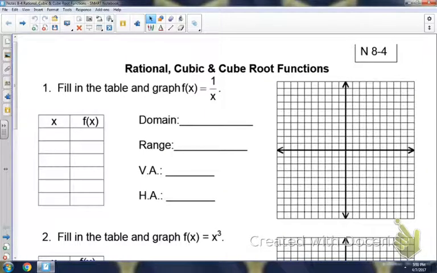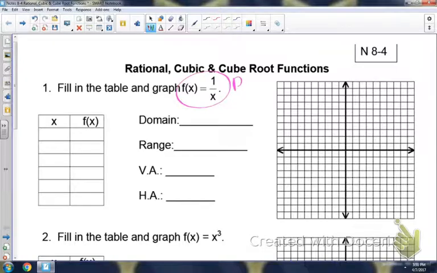Okay, so on notes 8.4, we're going to be looking at rational, cubic, and cube root functions. So you should have your notes, and then you should have out your yellow sheet also. Okay, so on this first one, f of x equals 1 over x. That is a fraction. That is a rational function.